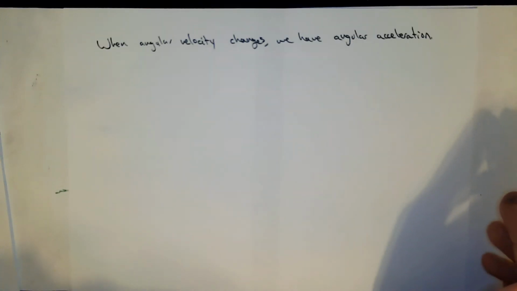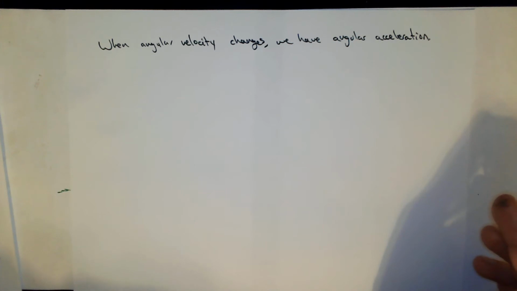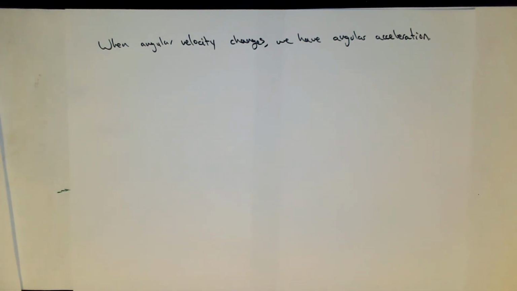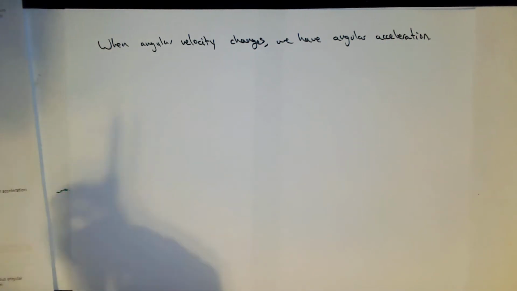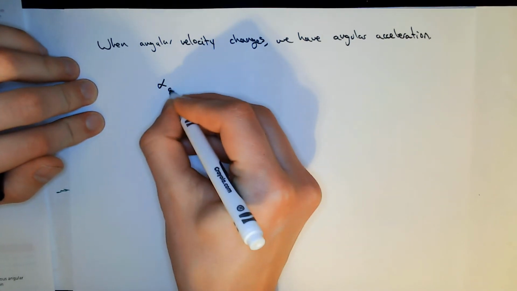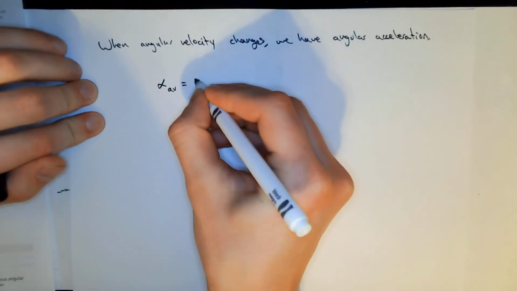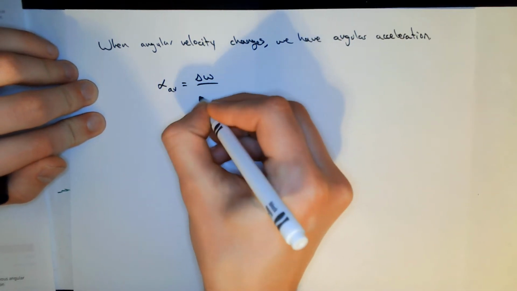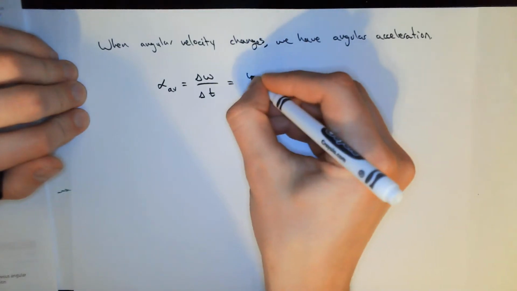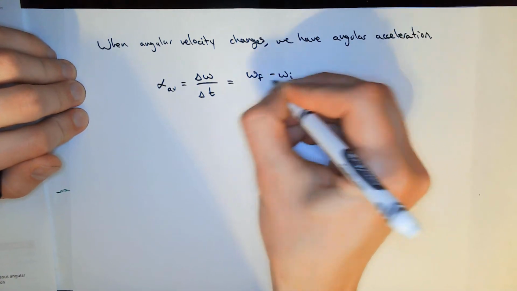When angular velocity changes, we have angular acceleration. Just like the linear case, changing velocity means some non-zero acceleration. The average acceleration, alpha sub AV for average, is equal to delta omega per delta t. Or if you like to expand, omega final minus omega initial over delta t.